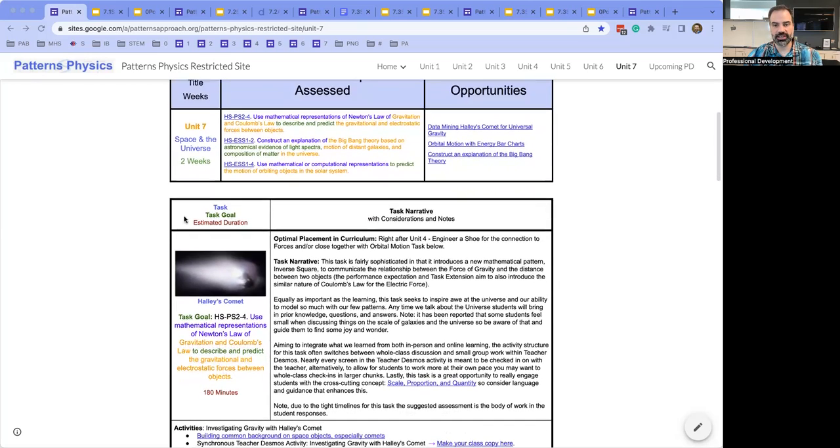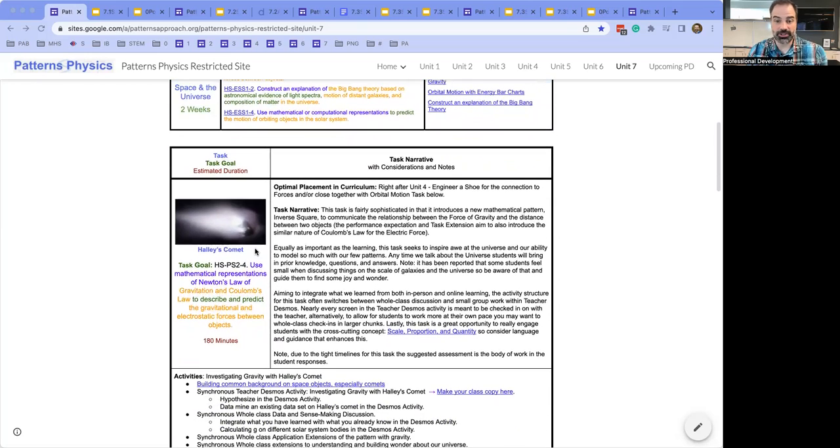Here's Halley's Comet. Ideally, there's a lot of flexibility. This does not have to come at the end of the year. So these are 3 two-day activities. So if you have 2 days before winter break, you can do Halley's Comet, or you could do any one of the 3. They do have an ideal placement though.